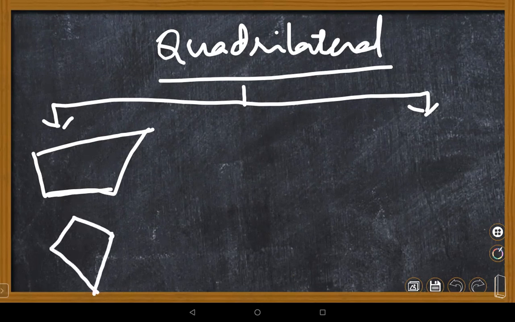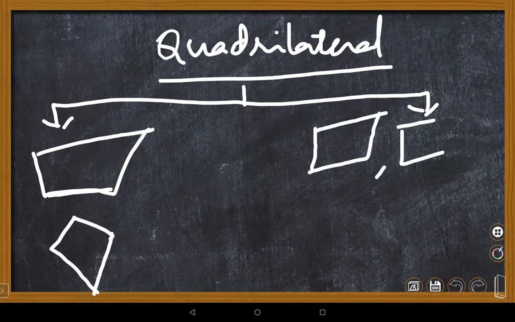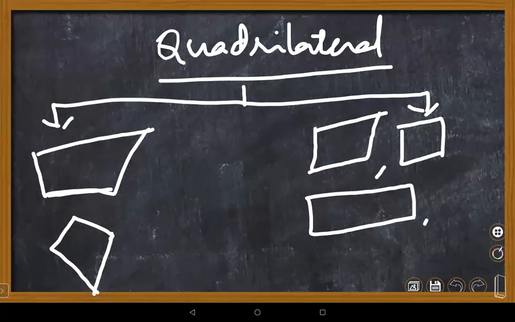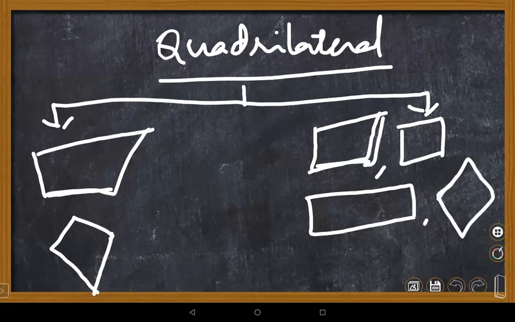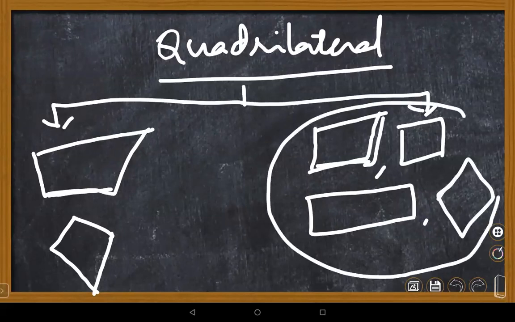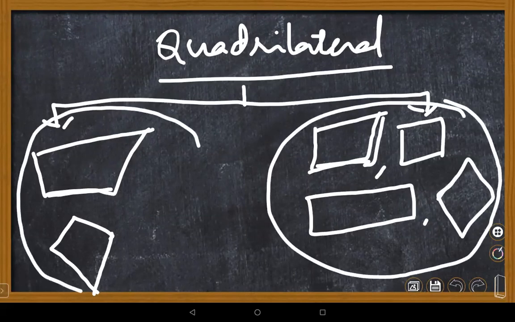In this family you see parallelogram, square, rectangle, and what other shapes do you have here, children? Rhombus. This is one type of family, children. This is one type we can categorize. This is another type we can categorize in quadrilateral only.